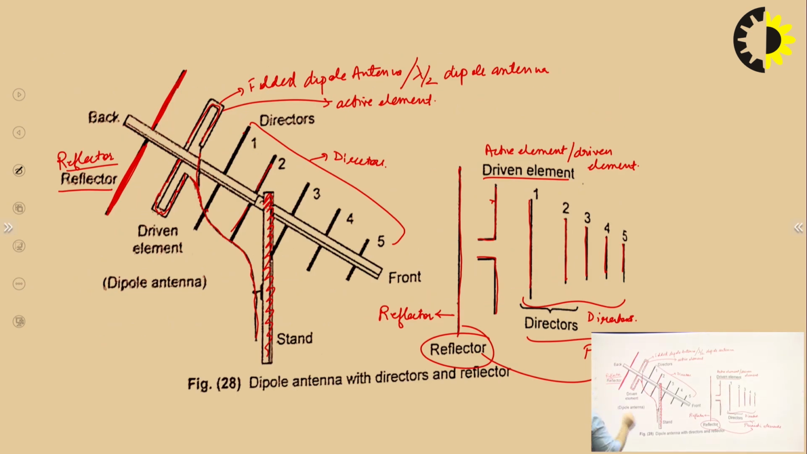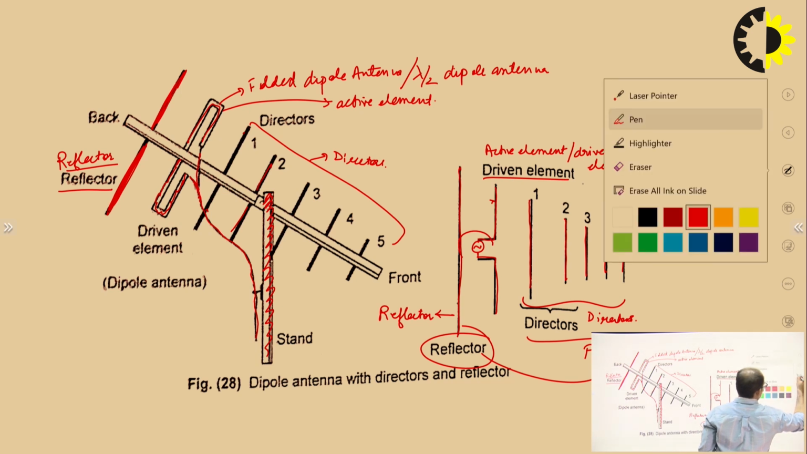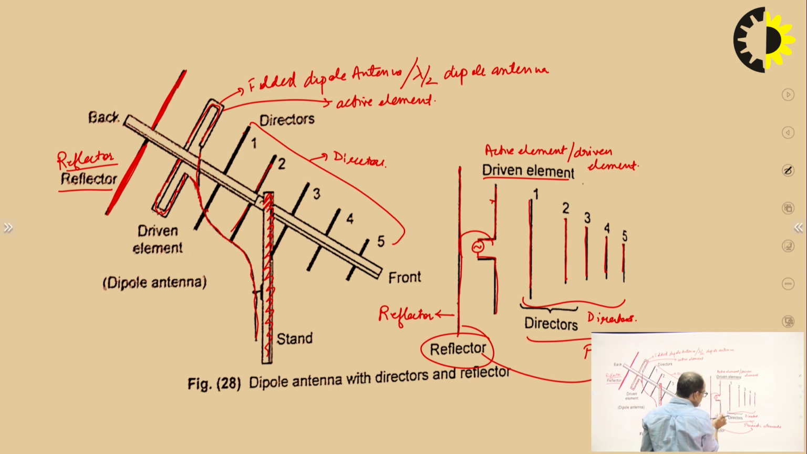You will see here that if I individually provide current to this antenna, this dipole, this individual antenna has a bidirectional radiation pattern, meaning the radiation pattern will be in this direction. So you will see here that with the spacing between these two, the parasitic elements get excited by the radiation coming from this direction, and if the current induced in this parasitic element is in the opposite direction, the spacing is such that these are in the opposite direction.